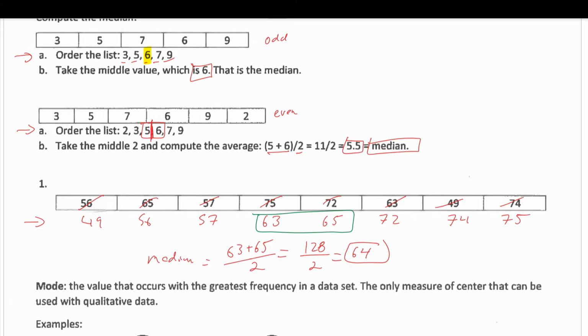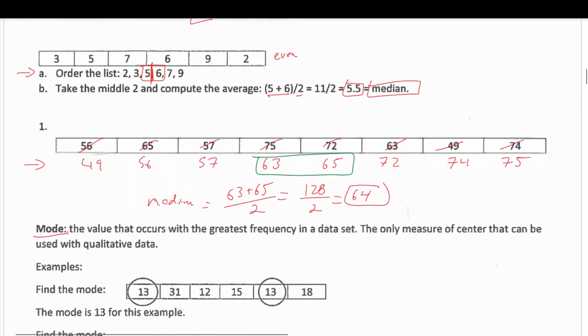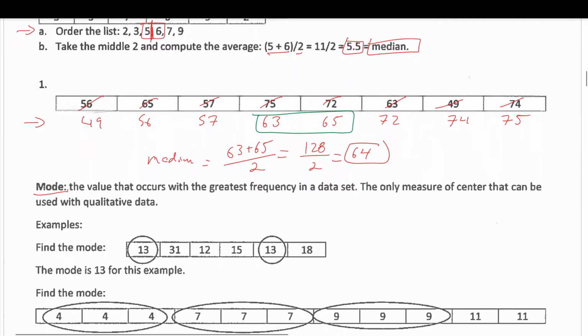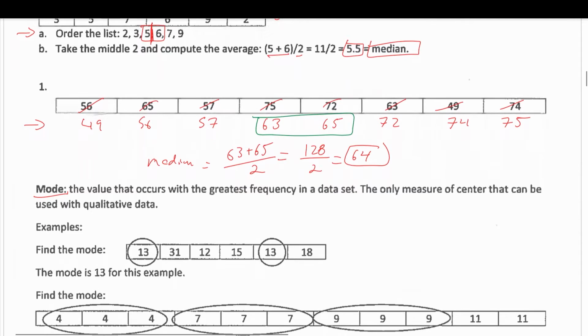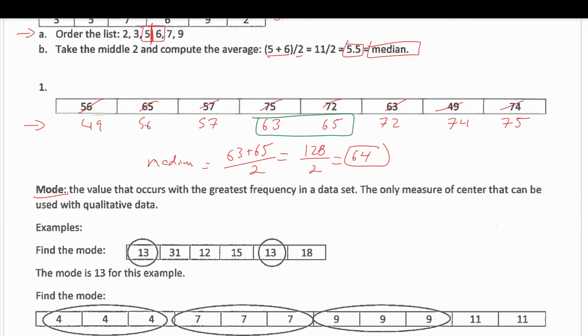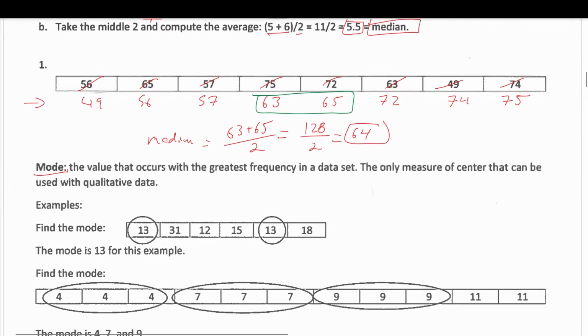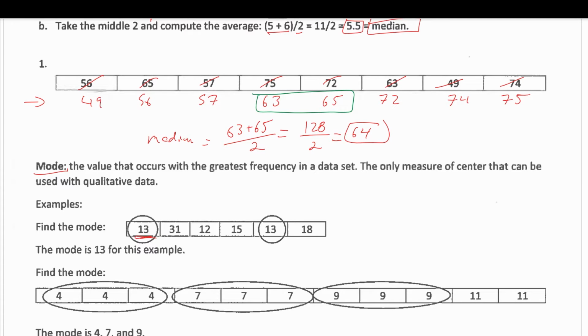All right. The next measure of center is the mode. Okay, this is just another measure of center. Now this one's a little different because all we're doing here is just figuring out which value occurs the most often. Okay, the one that occurs the most times will be the mode. Okay, now what if there's a tie? Well, then you have essentially 2 modes. If there's a 3-way tie, then you'll have 3 modes, and so on. Okay, so in this particular example, you see how 13 shows up twice, so that is the mode.